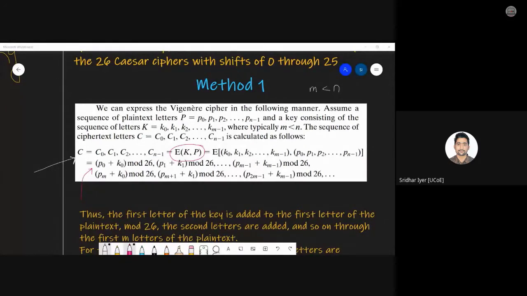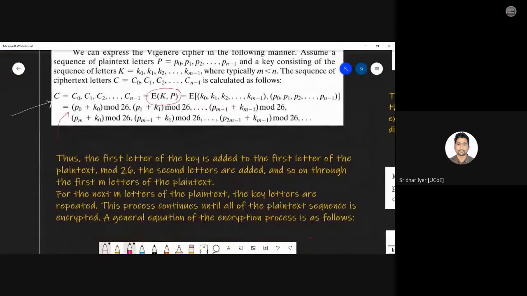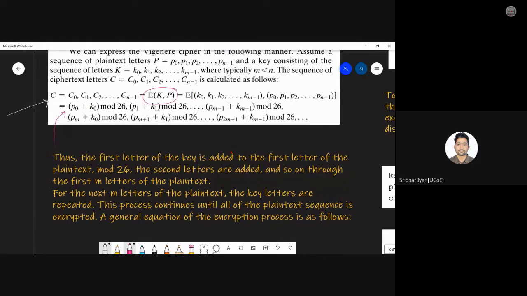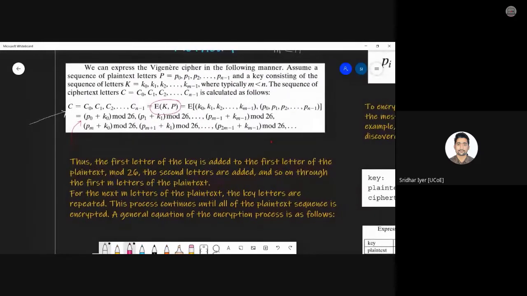Okay, fine. So this is how, in its basic terms, a Vigenere cipher looks like. Now, let me take some examples and it will be much more clear. We know that in the case of Caesar cipher, we do all the operations in terms of numbers, right? Over here also, you are going to make use of numbers from 0 to 25. So I'm again repeating this part in yellow over here. The first letter of the key is added to the first letter of the plain text, mod 26. Similarly, the second letters will be added and so on, right?